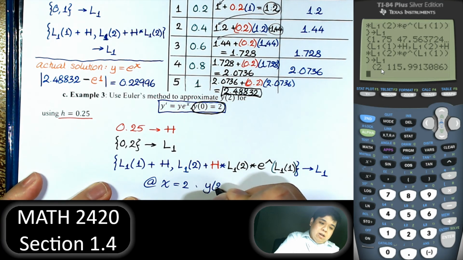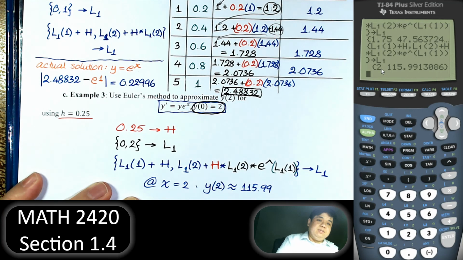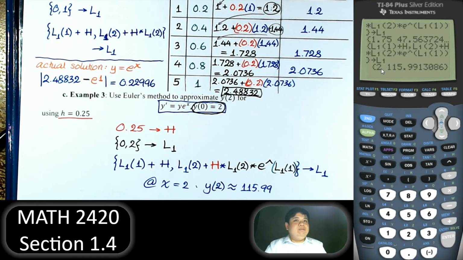The value at 2 is approximately equal to 115.99. Right, so that's the answer.